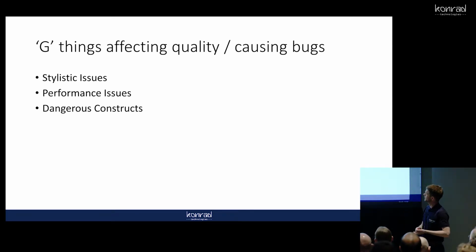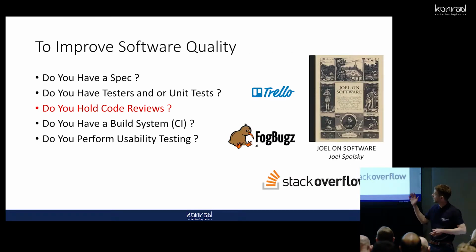Things in G that I think affect quality are mainly centered in 3 areas: stylistic issues, performance issues, and what I'm going to refer to as dangerous constructs. We'll talk about each one of those in turn. But before we do, I want to refer back to a reference. Now, I've listed this as a reference in several presentations now, and a few of you have actually got back to me and said, this book's kind of transformed the way you work.